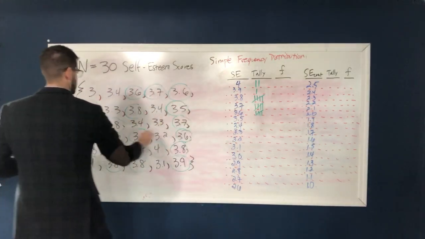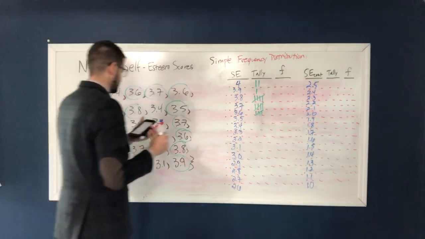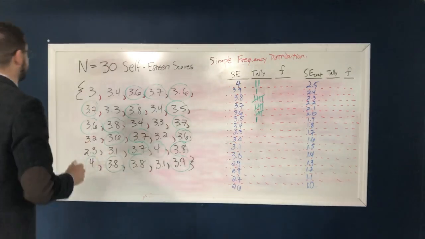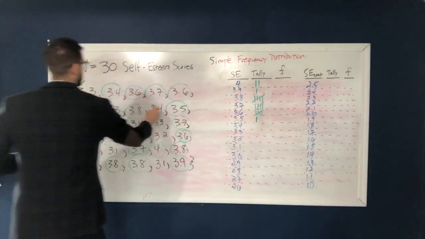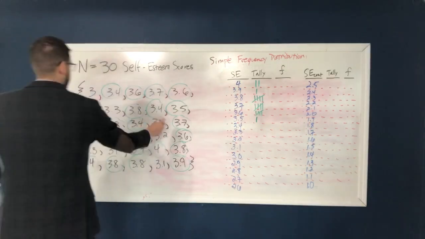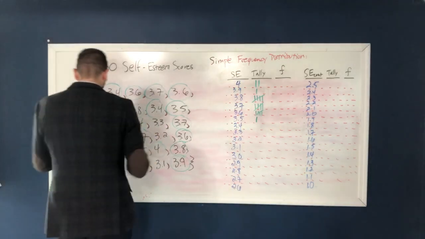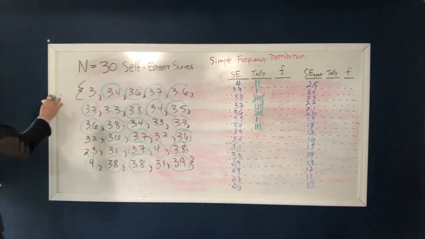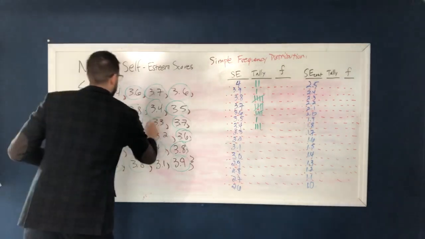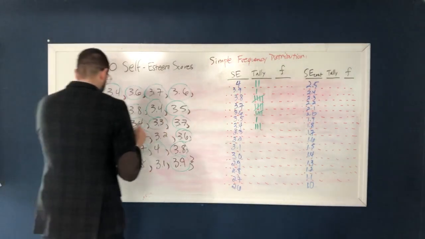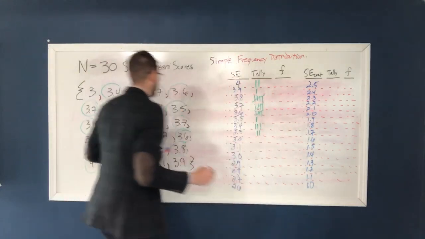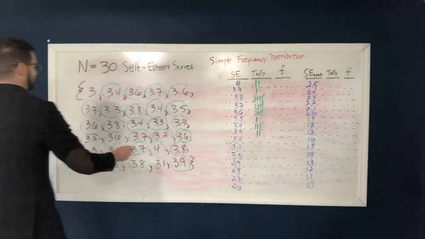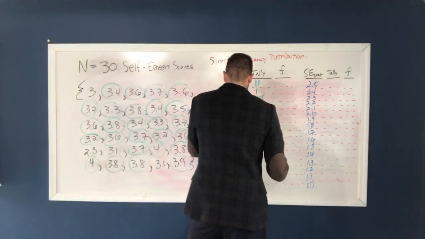What about 3.5s? Looks like I just have one 3.5. Okay. Let's look at 3.4s. 1, 2, 3. Yep, 3 3.4s. What about 3.3s? 1, 2. Okay, I should only have 2. Great. What about 3.2s? 1, 2. Okay, 2 3.2s.